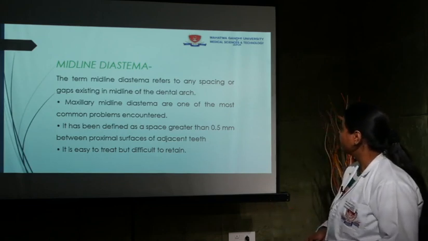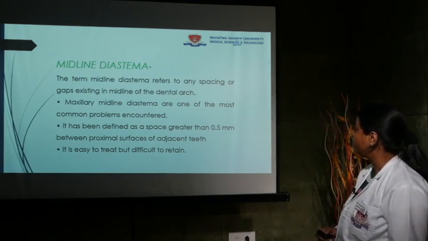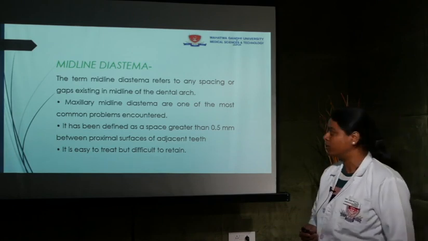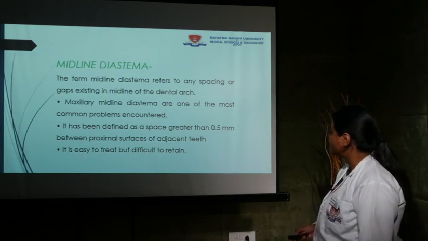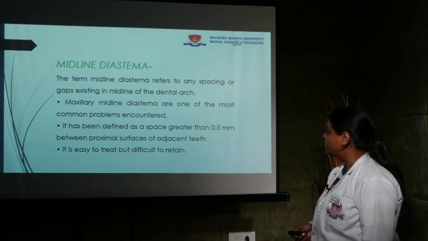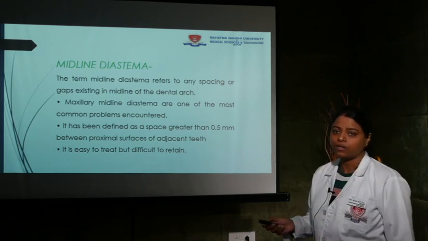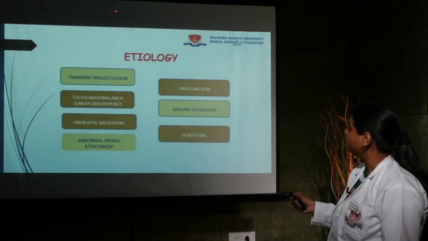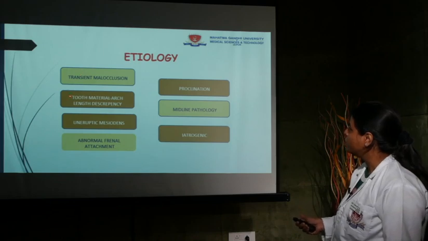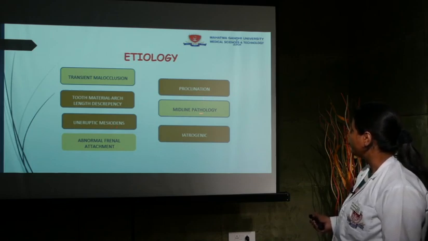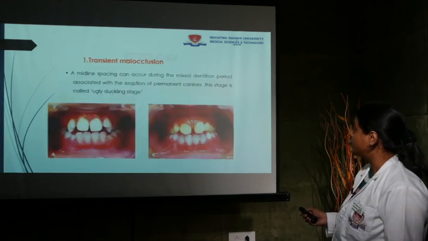The term midline diastema refers to any spacing or gap existing in the midline of the dental arch. Maxillary midline diastema is one of the most common problems encountered. It has been defined as a space greater than 0.5 mm between proximal surfaces of adjacent teeth. It is easy to treat, but it is difficult to retain. The etiological factors for midline diastema are transient malocclusion, tooth material and arch length discrepancy, unerupted mesiodens, abnormal frenal attachment, proclination, midline pathology, and it may be iatrogenic.